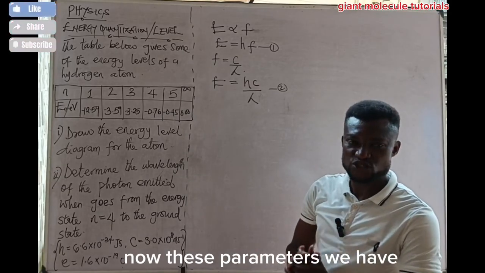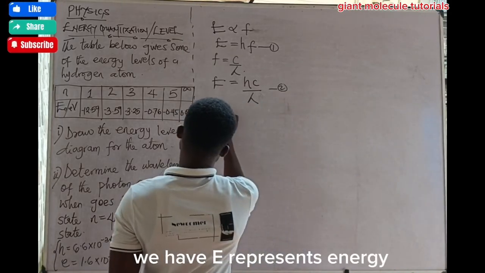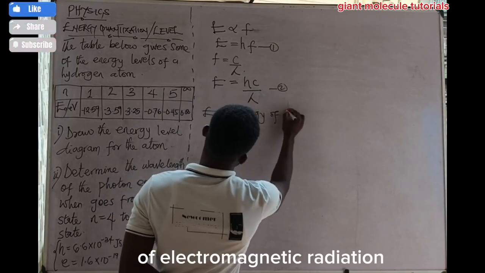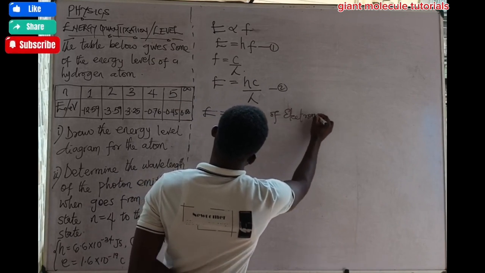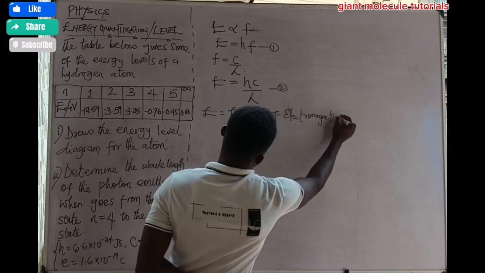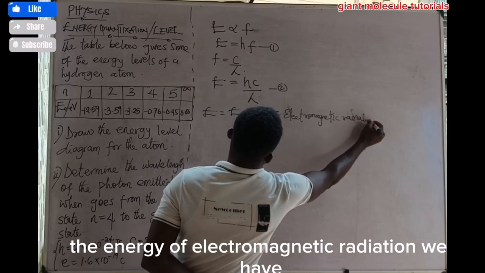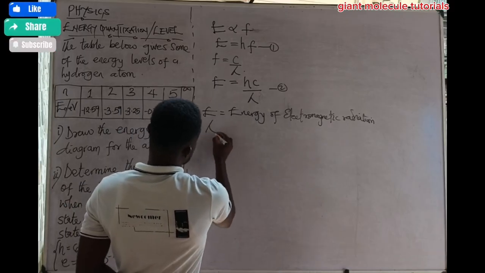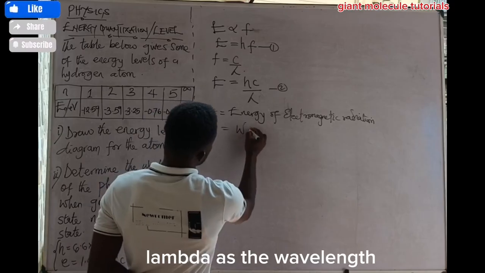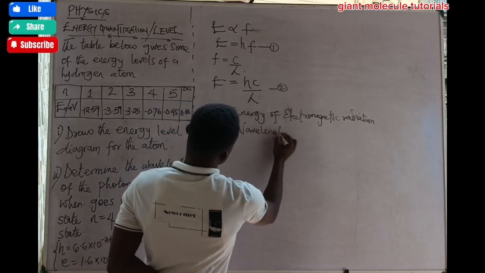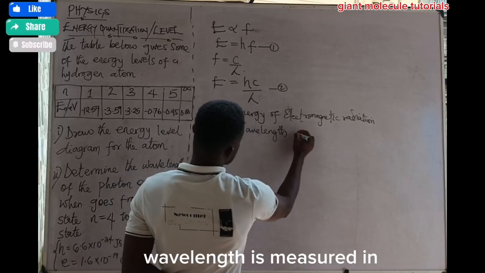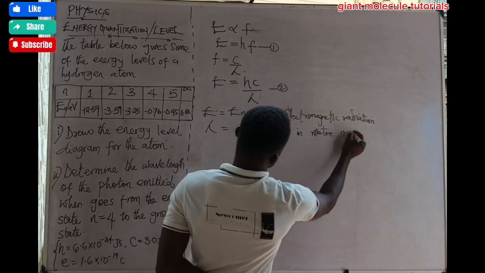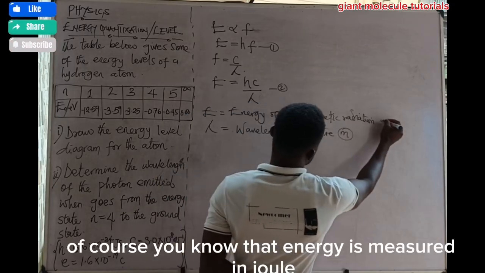Now, these parameters: E represents the energy of electromagnetic radiation. We have lambda as the wavelength. Wavelength is measured in meters. Of course, you know that energy is measured in joules.